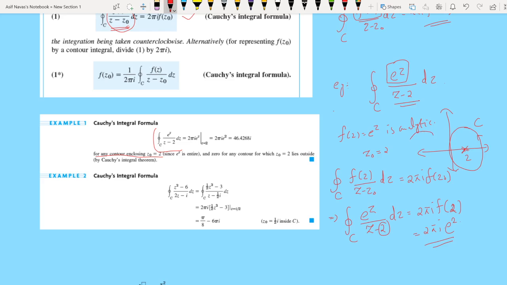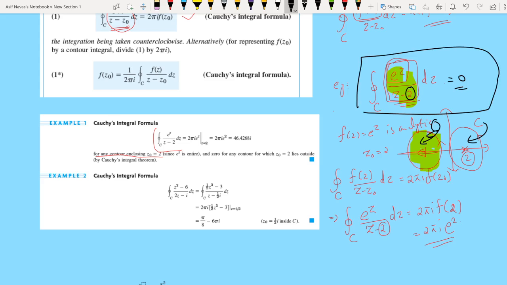Now if you take any contour that doesn't enclose 2, then what will happen? This entire function will be analytic inside this contour, right? Then by Cauchy integral theorem this must be equal to 0. So the thing we have to check is whether this 2 is inside the contour or outside the contour. If it is outside, then by Cauchy integral theorem that must be equal to 0. If it is inside, then we have to use Cauchy integral formula. Now we will do the next problem.